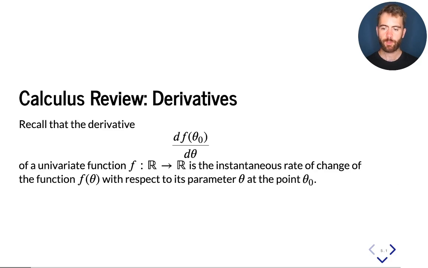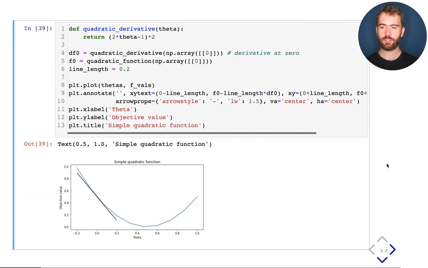There is a formal definition, but for the purposes of understanding these algorithms, we are going to stick with this intuition. To make it a little bit more concrete, here I'm going to plot a few derivatives for the quadratic function. First, I'm defining a function that outputs the derivative at any point theta. Here, this is just the expression for the derivative that I obtained using standard rules in calculus. And now I am computing the derivative when theta equals 0. I'm also outputting here the value of the function at theta equals 0.